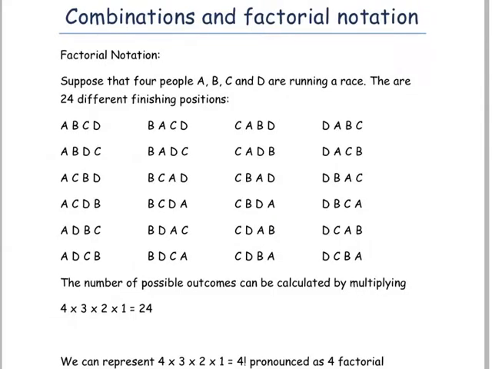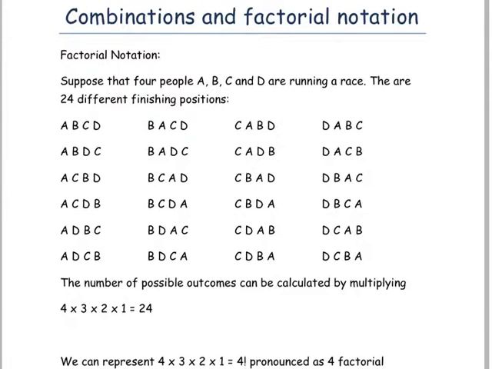Combinations and factorial notation. Factorial notation. I'll explain what factorial notation is by giving you an example. Suppose that 4 people, A, B, C and D, are running a race. There are 24 different finishing positions, and these are shown in this diagram here.